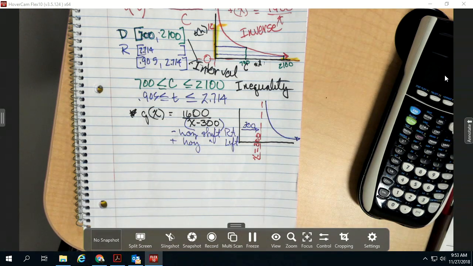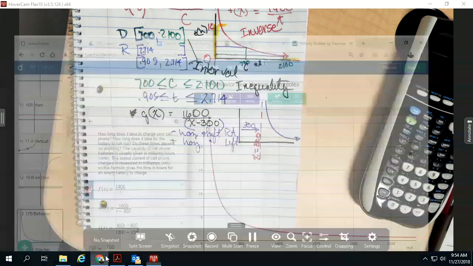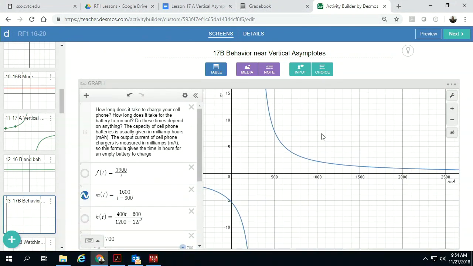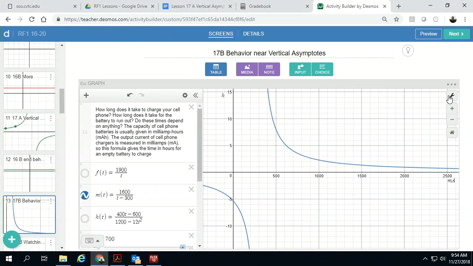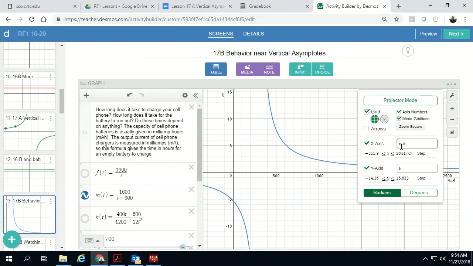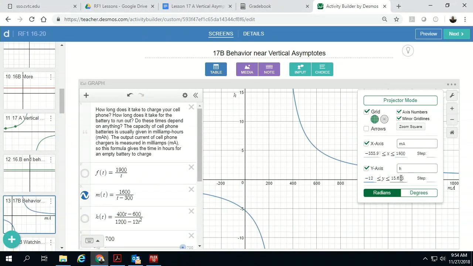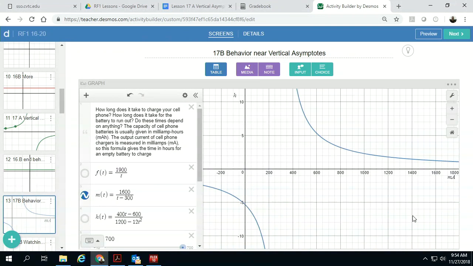Use a graphing calculator or app. Sketch the graph of the function from 0 to 1800. And then this time, we have to go from 0 to 1800. And we have to go from negative 12 to positive 12. Now, why from negative 12 to positive 12?